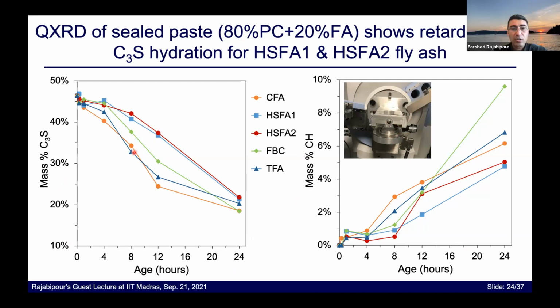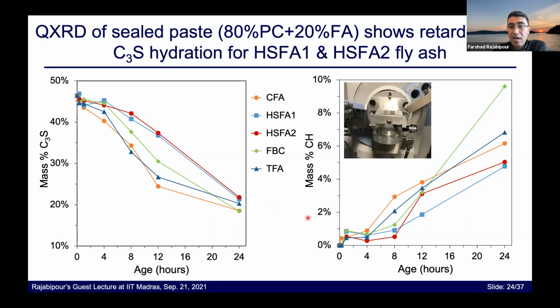The orange color shows the control fly ash. And then we see that, for example, the fly ashes that contain hannebachite, which is HSFA 1 and 2, these two lines, have a significantly lower consumption or reaction of C3S up to about 12 hours. At 24 hours, it seems to recover to a large extent. So we can see that a lower C3S reactivity goes hand in hand with the delay in setting that we see in these mixes.